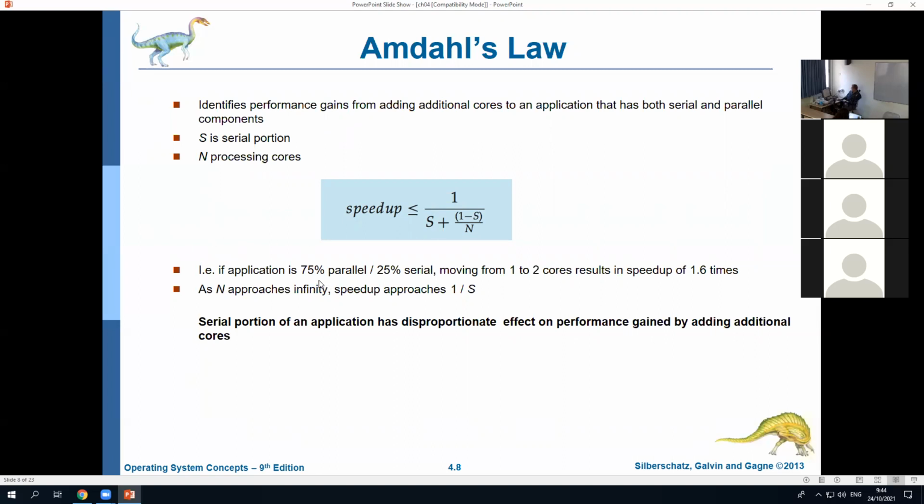If the application is 75% parallel, 25% serial, so the 25% serial can't be speeded up. Moving from 1 to 2 cores, what does it result in? It results in a speedup of 1.6 times. Why? Well, let's think about it intuitively. 75% of it was doubled in its speed, or halved. It took half the amount of time. But 25% took the same amount of time.